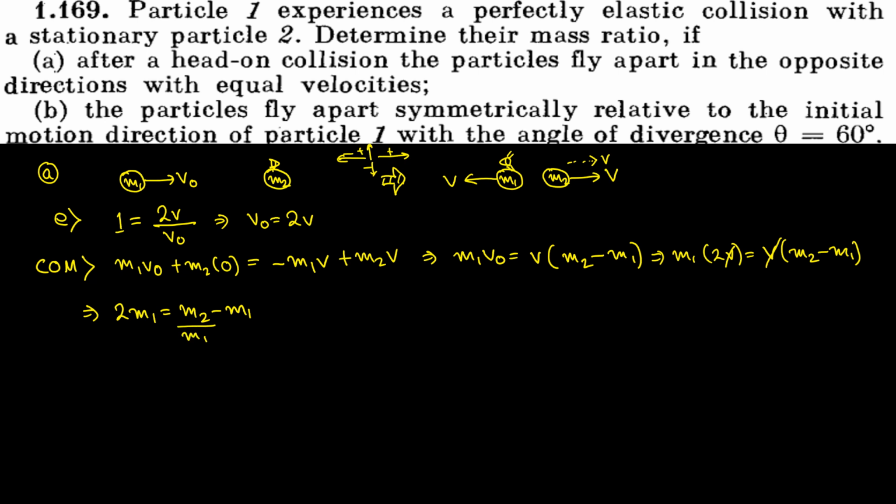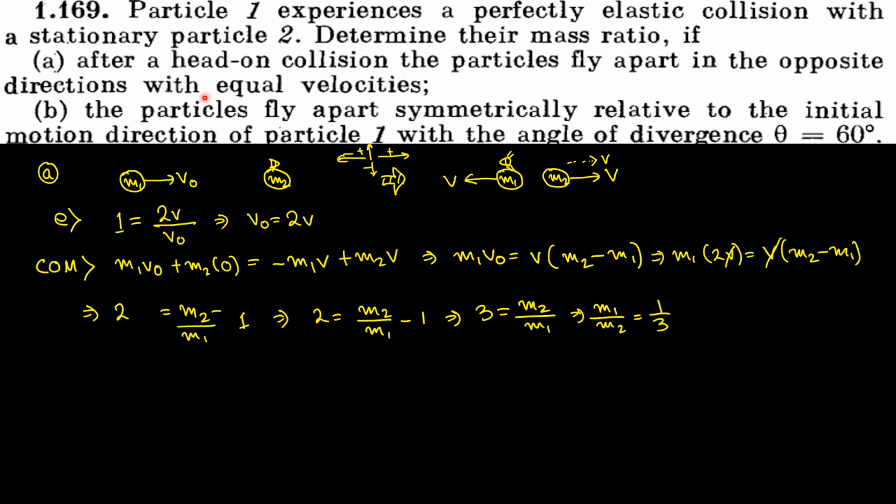Divide everything by m1. This gets cancelled, this gets cancelled. So this is nothing but 1, and this is nothing but 2. We get 2 equals m2 by m1 minus 1, or 2 plus 1 equals 3 equals m2 by m1. Or m1 by m2 is equal to 1 by 3, whichever you like. This was part A of the question, which is simple enough.